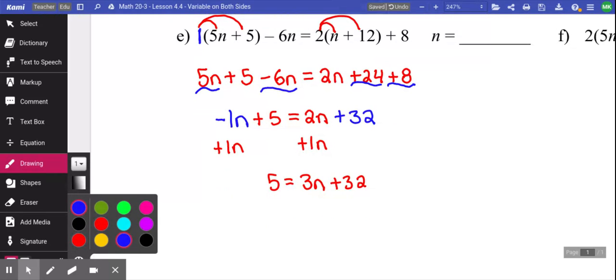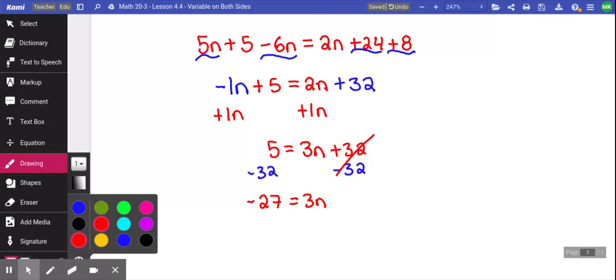I want to subtract 32 to the other side. 5 minus 32 is negative 27 equals 3n's. And my last step would be to divide by 3. Negative 9 equals n. This is your unit. Apparently.